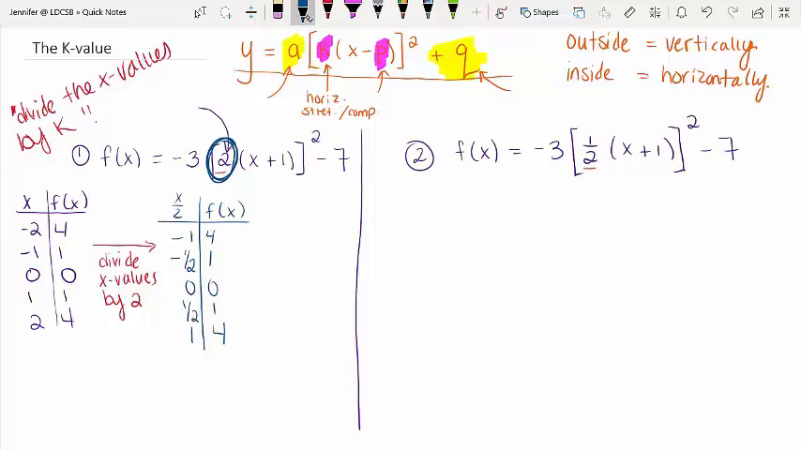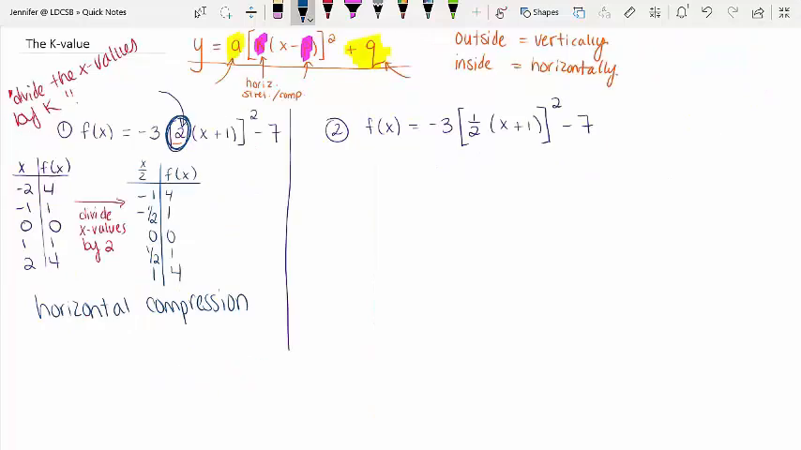So look at what we did between our two tables of values. To apply the k-value, we divided all the x values by 2. So if you're dividing something by 2, you're compressing it. So this would be a horizontal compression. Okay, so we know it's a horizontal compression.